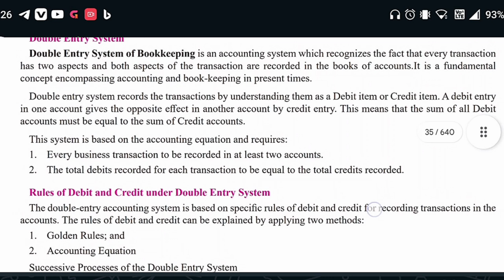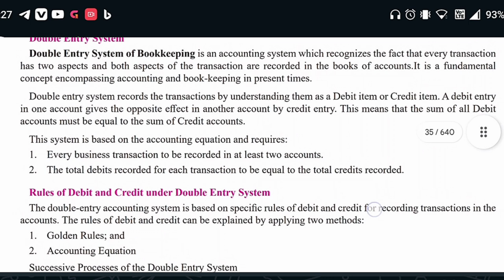So these are some of the rules of debit and credit. When an asset is increasing, we debit. When an asset is decreasing, what do we do? We credit. When a loss is increasing, we debit. When expense and loss are decreasing, we credit. And when liability, equity or revenue increase, what happens? We credit. And when those things are decreasing, we debit.